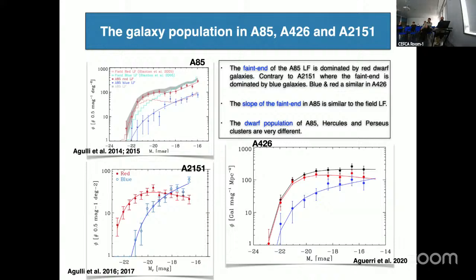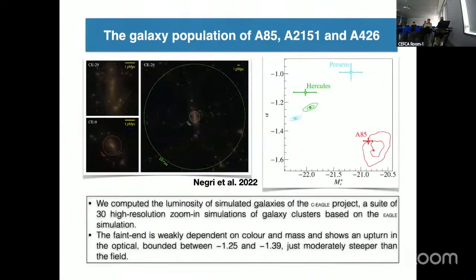This is one question that should be explored a little bit more, with more clusters, with a larger survey of luminosity functions. We did this in the simulations. We computed the composite luminosity function of the Sea Gold clusters. This is a project of 30 high-resolution zoom simulations of galaxy clusters. The faint end is, at least in simulation, weakly dependent on color and mass, and the alpha is typically between minus 1.2 and minus 1.4, let's say.